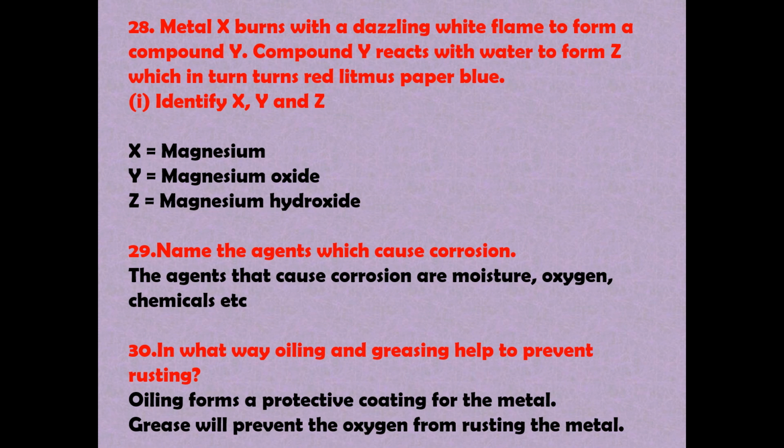Next, name the agents which cause corrosion. The agents that cause corrosion are moisture, oxygen, presence of chemicals, etc. Next, in what way do oiling and greasing help to prevent rusting? Oiling forms a protective coating for the metal, so it prevents rusting. Similarly, grease will prevent oxygen from rusting the metal. So these are the methods to prevent rusting.